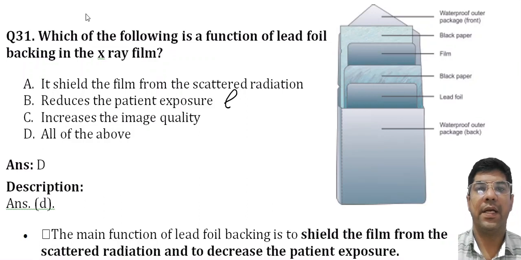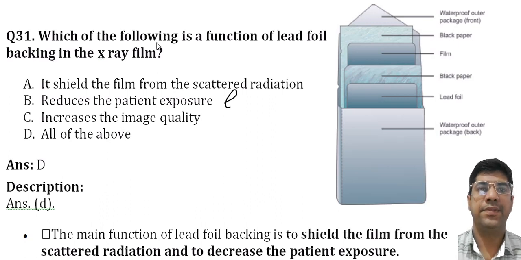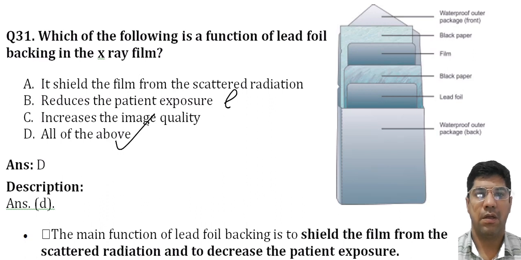So which of the following is a function of lead foil backing in the X-ray film? The answer is all of the above. Well, the function of the lead foil backing in X-ray film is to shield the film from the scattered radiation. So it primarily serves as a shield to protect the X-ray film from the scattered radiation.